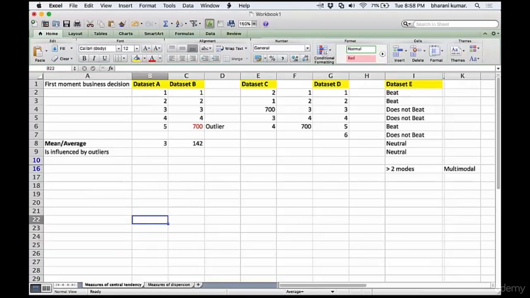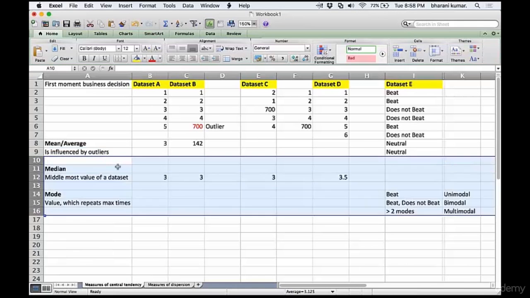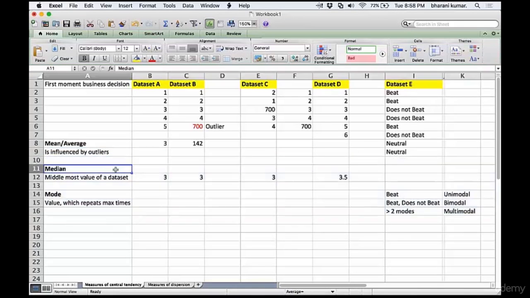All right. If there's a problem with mean, and if the mean is influenced by outliers, what is another best measure? Another best measure here is median. By definition, median is the middlemost value of a data set. Here, 1, 2, 3, 4, 5, the middlemost value is 3. And in dataset B also, the middlemost number is 3.